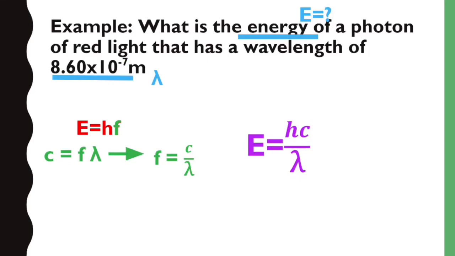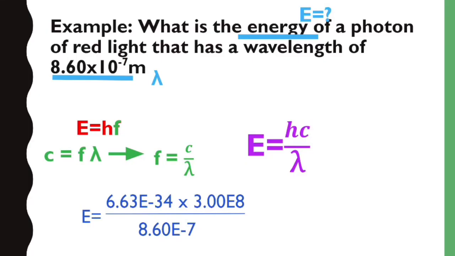Because here we can see all we really have to do to find energy is take our H value times our C value and then divide it by that wavelength number. And if we do that, plug it into our calculator carefully with those E's, we'd get out 2.31 times 10 to the negative 19th. And that would also, of course, have those joules units on there.